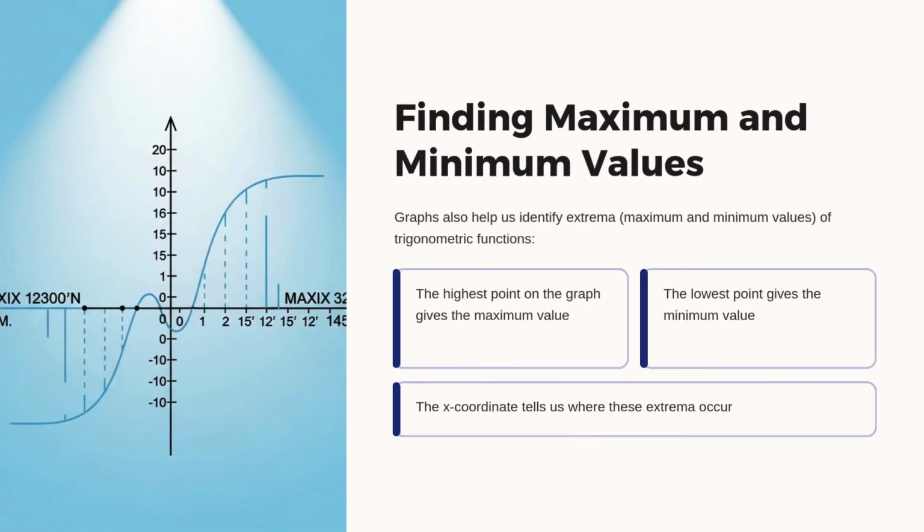Finding maximum and minimum values. Graphs also help us identify extrema, maximum and minimum values of trigonometric functions. The highest point on the graph gives the maximum value. The lowest point gives the minimum value. The x-coordinate tells us where these extrema occur.